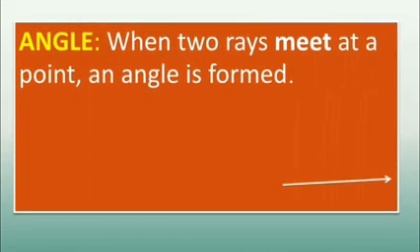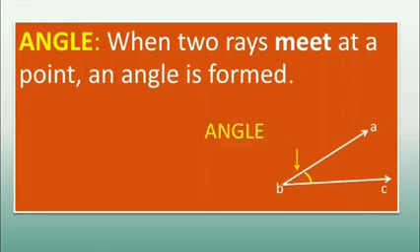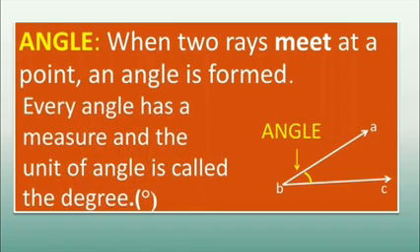Angle. Angle is formed when two rays meet at a point. The starting point of two rays meet and thereby forming an angle. Every angle has a measure and the unit of angle is called the degree.